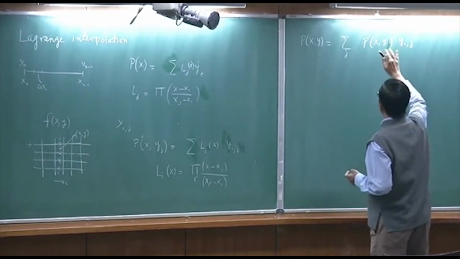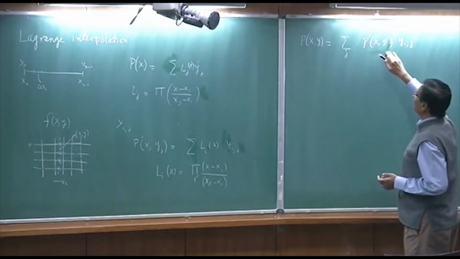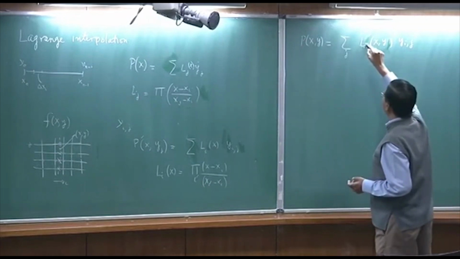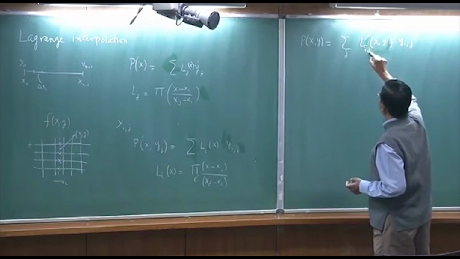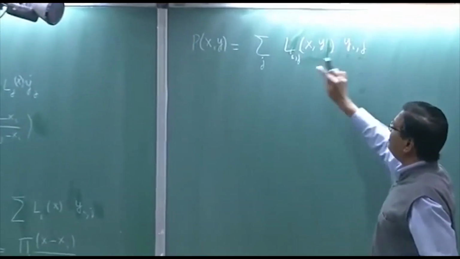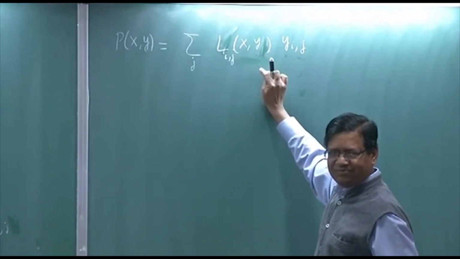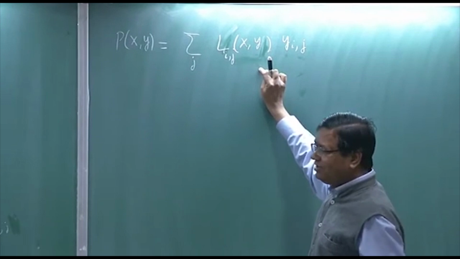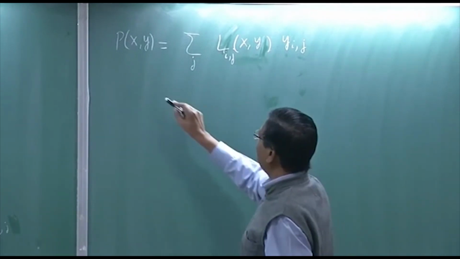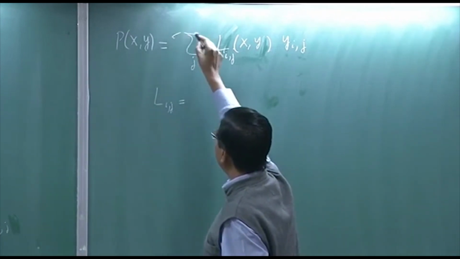Pxy, sorry, Pxy. So this is what I am doing. Lij(x, y) is what is my interest. Now this Lij will be including both x and y variables. So Lij, there are two sums.